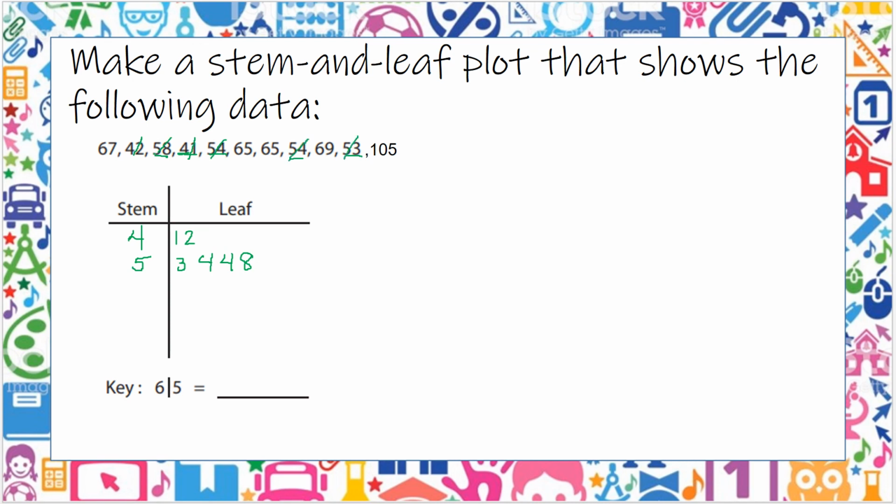Then I'm going to the 60s. I see 67, 65, 65, 69. So 65, 65, 67, 69. Notice that most of these are least to greatest when listing those leaves. And you can put blanks here until you get down to the one you need. You don't have to, 7, 8, and 9, but I do just because I make sure that I covered everything. And then my key, 6 in the tens place, 5 in the ones place, is 65.